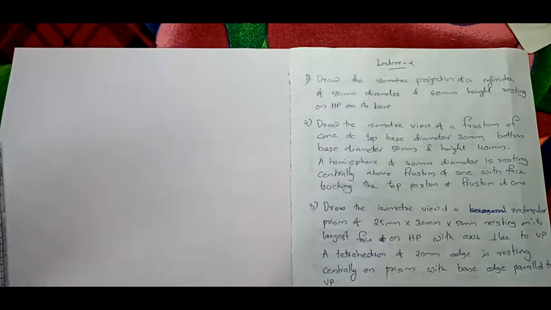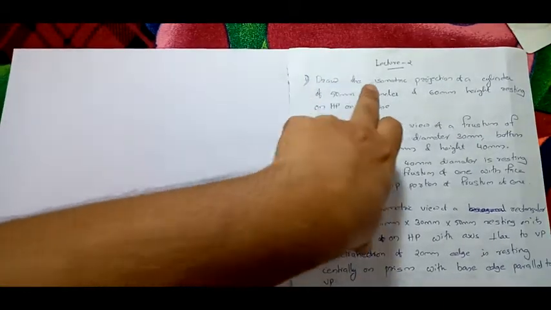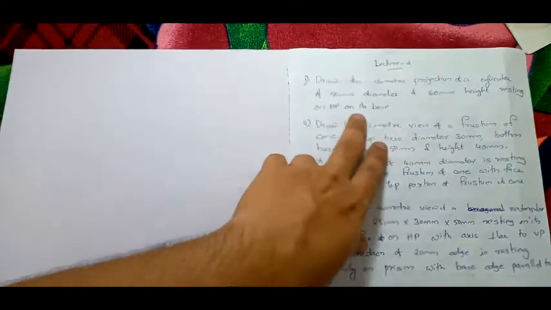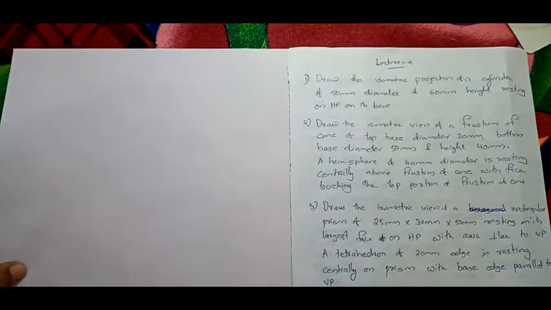So, hi students. Today we will move to the second lecture of isometric projection or isometric view. So we'll be starting with a cylinder. It's a simple question. Draw the isometric projection of a cylinder of 50 mm diameter and 60 mm height, resting on HP on its base.